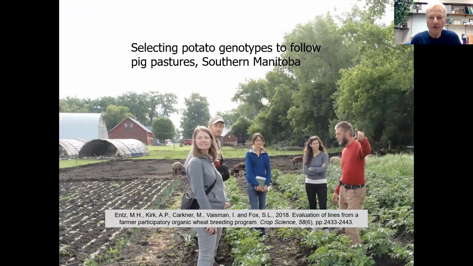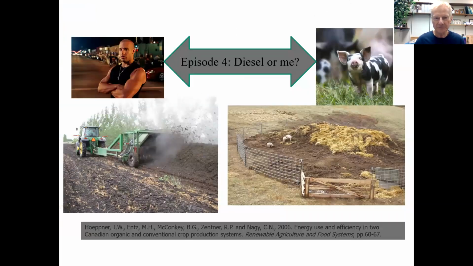And so Terry Miro here on the right, organic farmer in southern Manitoba, was grazing pigs and then selecting potato varieties that went on the land that the pigs had grazed. So in the background, you can see the pigs on a patch of land with an electric fence around there, and that's going to be a potato crop next year. So pigs in space. Episode 4 is called Diesel or Me.